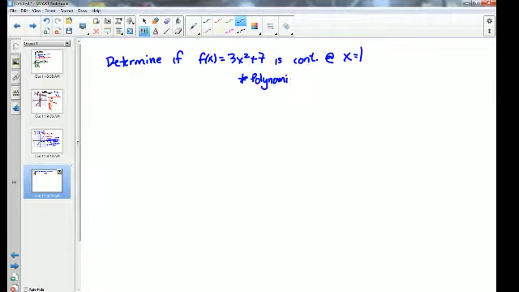Polynomials are always continuous. Okay, so you already know the answer. You just need to prove that's true, which is a big deal.